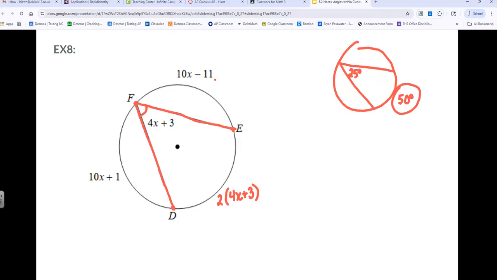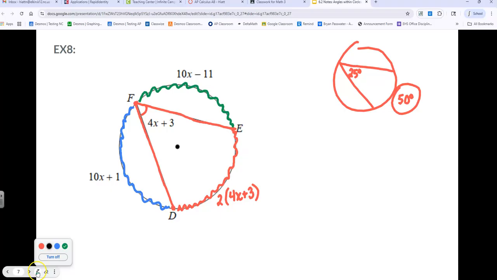It does kind of look like they all kind of look the same a little bit, but if we look at what we're given, we've got DE is this arc right here, and then FD, the 10x plus 1, is this arc right here, and FE is 10x minus 11, that's this arc right here. If I put all those together, it goes all the way around the circle, right? What is that, Zoe? That's 360 degrees. So if I add all three of these together, I can set it equal to 360. So that's what we want to do.